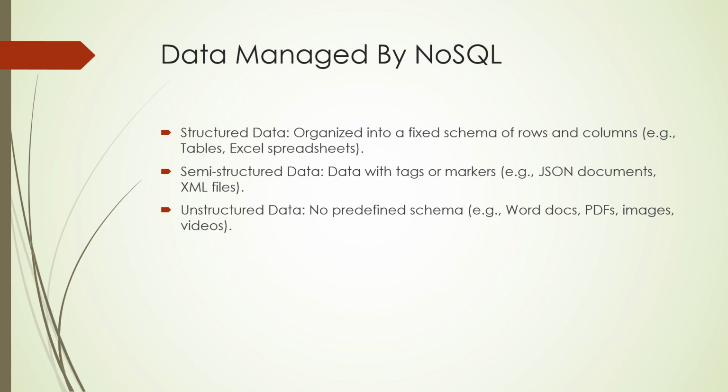Structured data means data organized into a fixed schema of rows and columns. For example, tables and Excel spreadsheets. Semi-structured data means we cannot naturally create it as a table, but it has tags and markers. For example, JSON documents and XML files. Unstructured data means no predefined schema. For example, Word documents, PDFs, images, and videos.